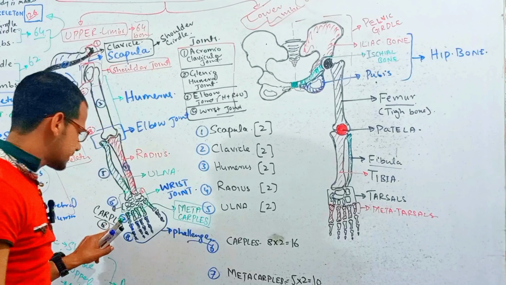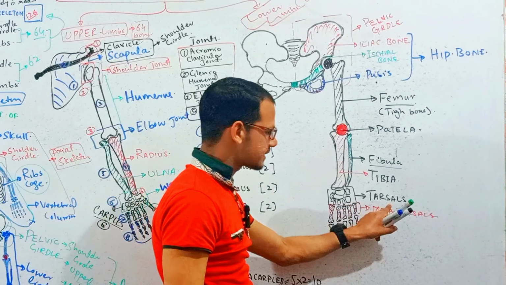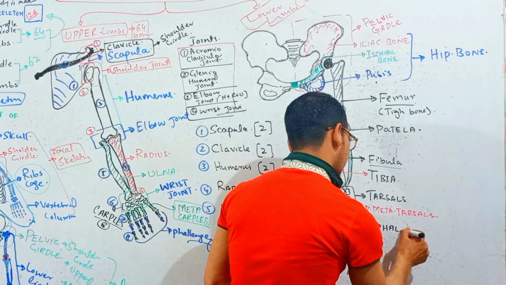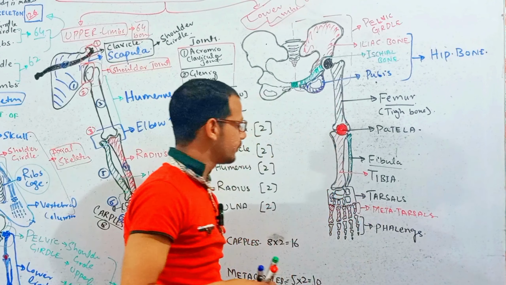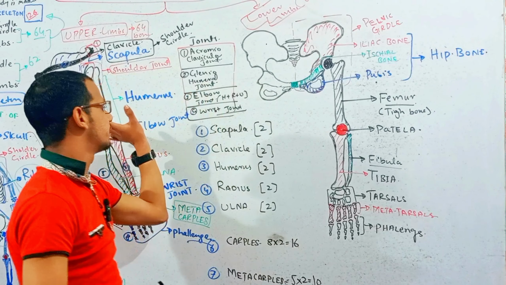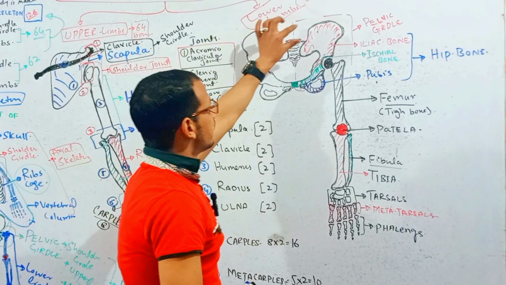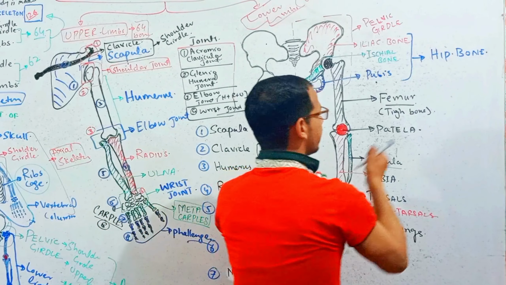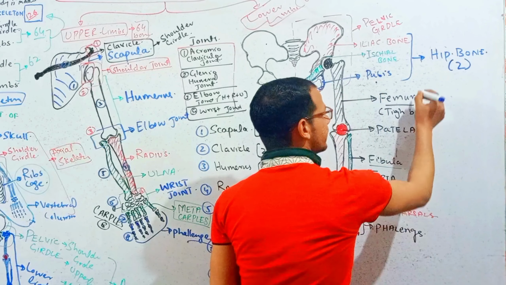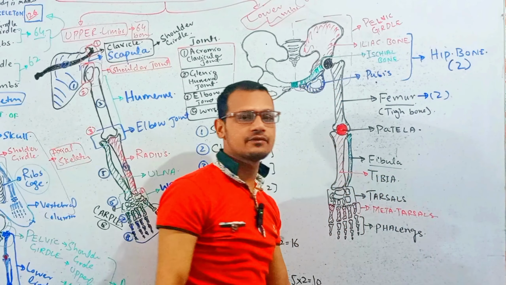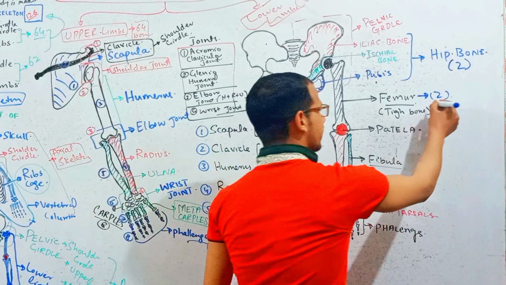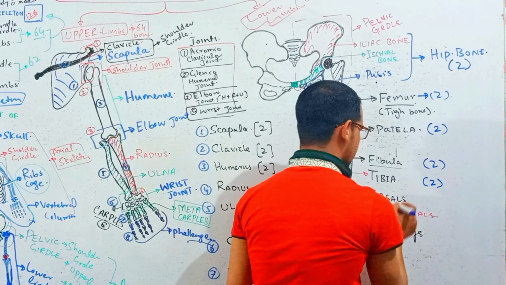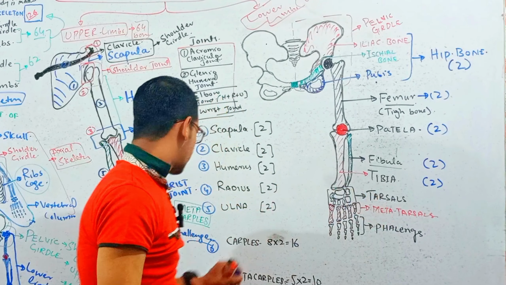In upper limbs we have carpals and metacarpals, and in lower limbs we have tarsals and metatarsals, and lastly we have phalanges, right? If you want to count these bones and compare them with the upper limb bones, we have two hip bones, because we have a right side and a left side. We have two femurs, one right femur and one left femur. We have two patellas, right and left. We have two fibulas, two tibias. Now we will compare the tarsals with carpals.